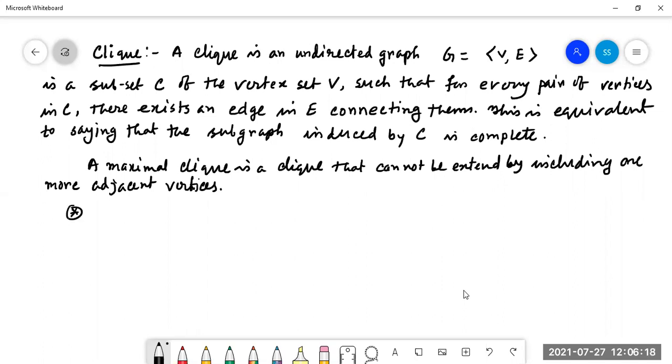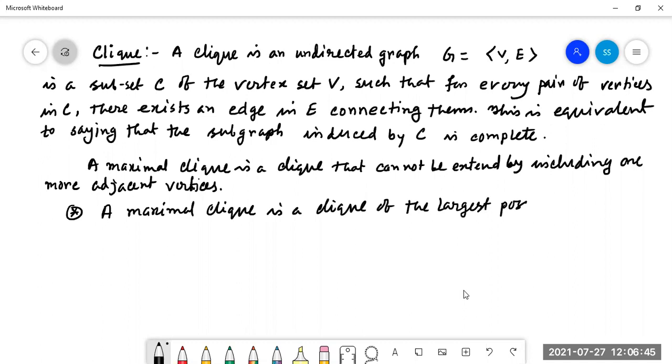So in other words, we can say that a maximal clique is a clique of the largest possible size in a given graph.